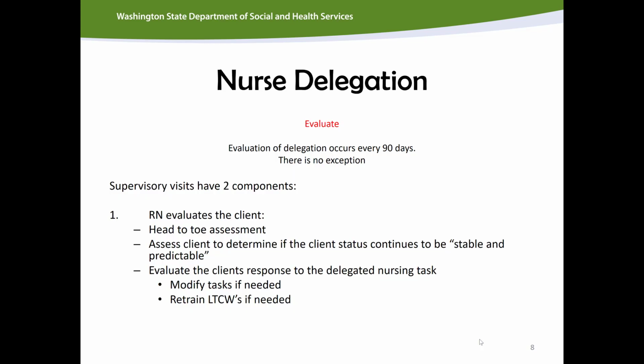The nurse delegator will be required to perform evaluation every 90 days. There is no exception. There are 2 components to a 90-day assessment, also known as a supervisory visit. The nurse delegator will be required to perform a head-to-toe assessment of the client, assess the client to determine if they are still stable and predictable, and evaluate their response to the delegated nursing task.